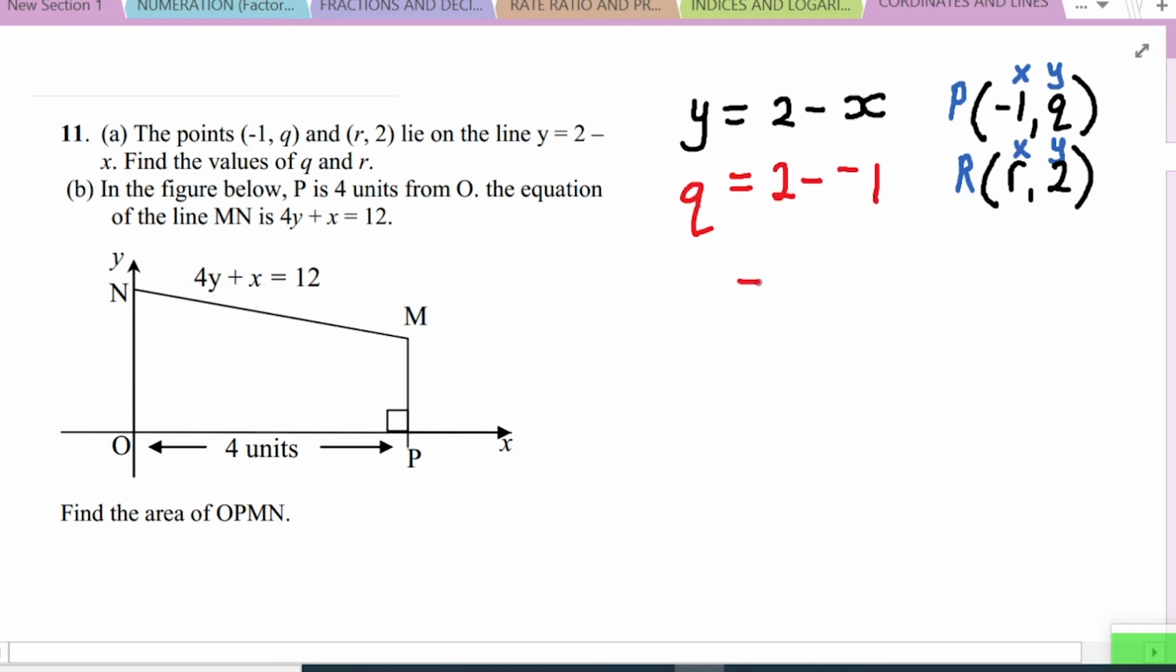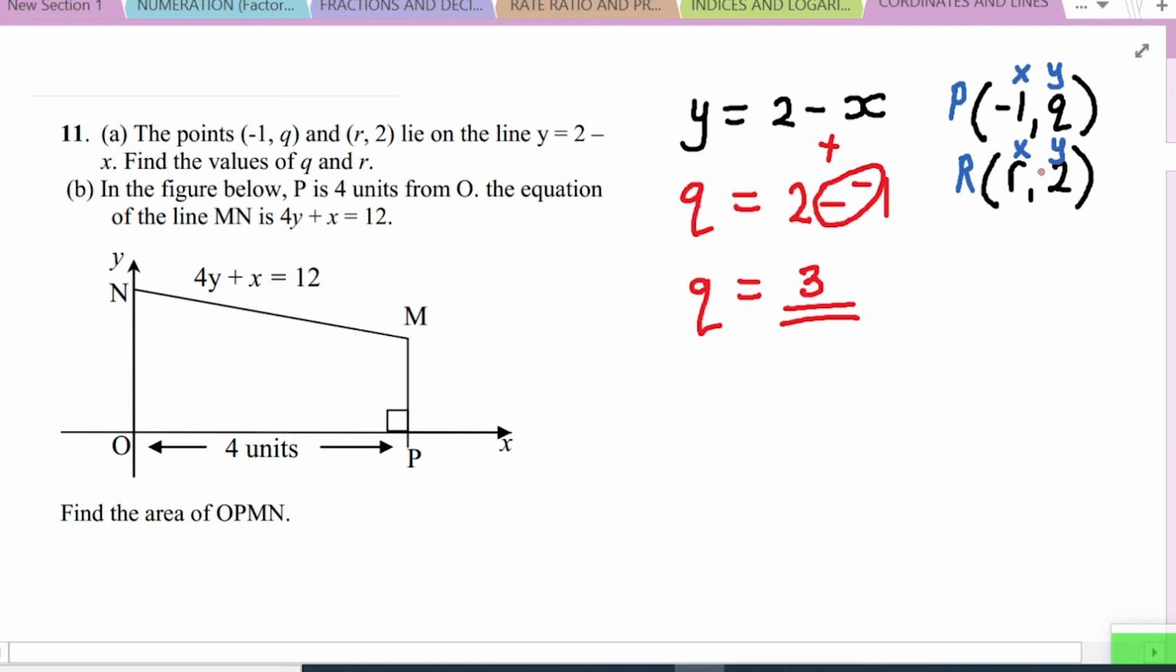So what does that mean? This means that q is going to be equal to 2 minus -1. Of course, these two give us a plus. So this becomes 2 plus 1, which is 3. So the value of q is 3.